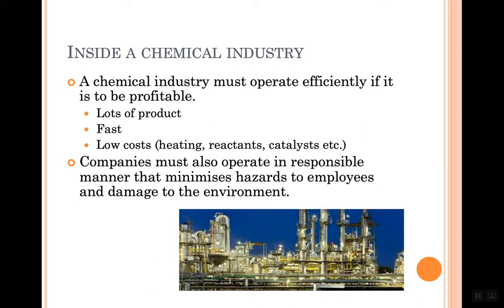The chemical industry, which is operating efficiently, is going to make you a lot of product, it's going to make it fast, and it's not going to cost that much to run. So those are the things we're going to be looking at in this unit to say, how can we make lots of it? How can we make it fast? And what things do we need to do to keep the cost down? They've also got to make sure that they're not damaging the environment or their employees.